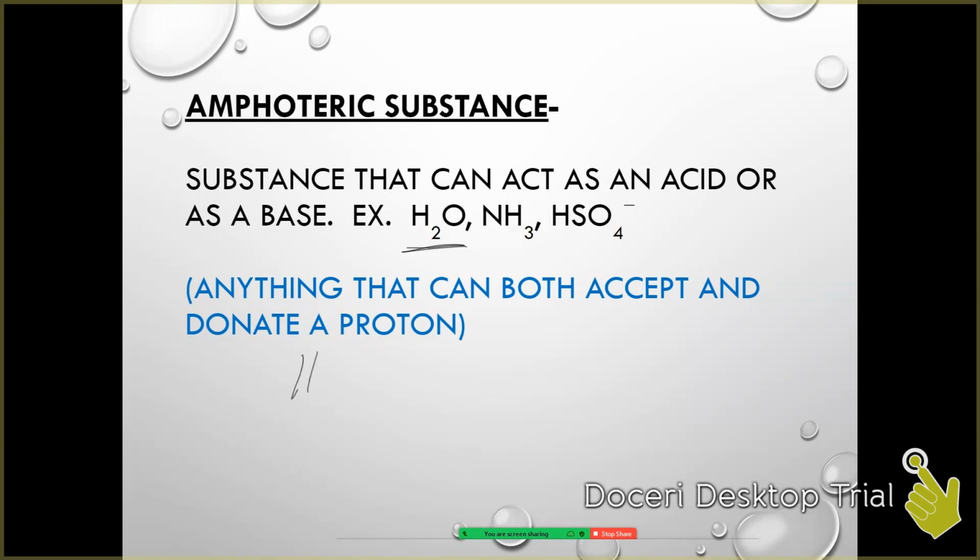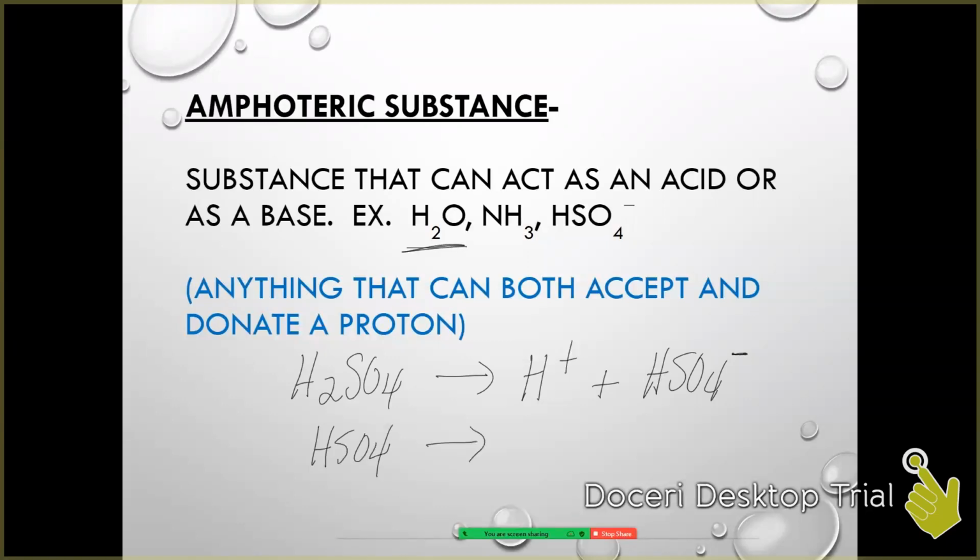So if you look at H2SO4, sulfuric acid, it's going to lose one hydrogen first. So that's where you end up with your HSO4-. So then that HSO4- can lose another hydrogen. I lost my charge there. Another hydrogen.